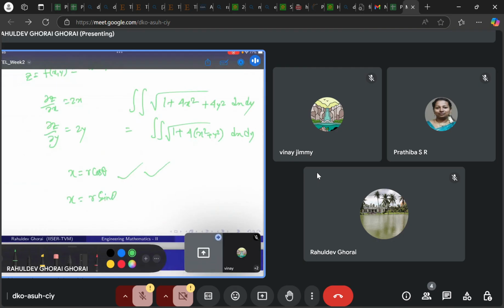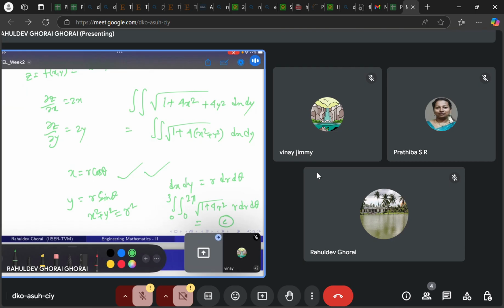So x equal to r cos theta, y equal to r sine theta. Then x square plus y square equal to r square, and all of us know dx dy is equal to r dr d theta. So integration will be from 0 to 3 and 0 to 2 pi, because r and theta you are varying, in 1 plus 4r square, right, Vinay? This is what you have done, dr d theta. Yes, sir. So that will be the answer C.